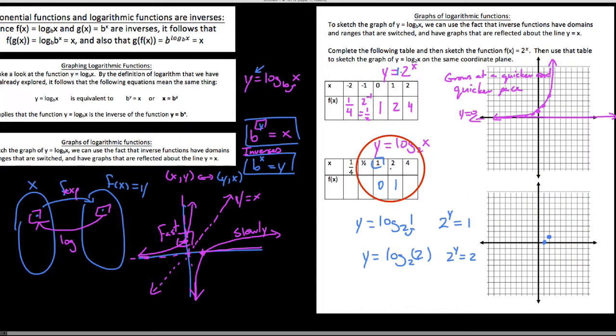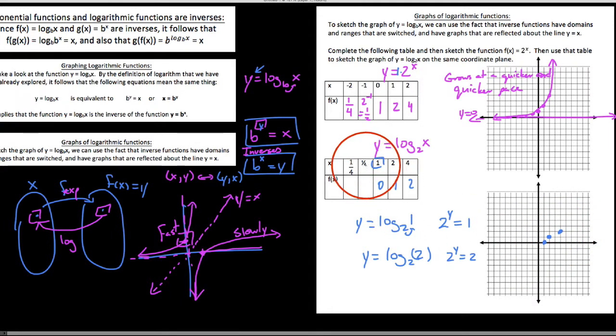So far I want everybody to see this. We say that 2, 1 is on this graph here, where 1, 2 is on the other graph. 1, 0 is on this graph, or 0, 1 is on the other graph. 4, 2 is on this graph, or 2, 4 is on the other graph. So you can see that all of the points are just trading spots here.